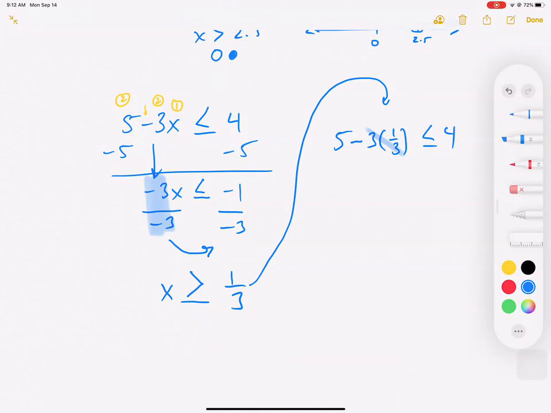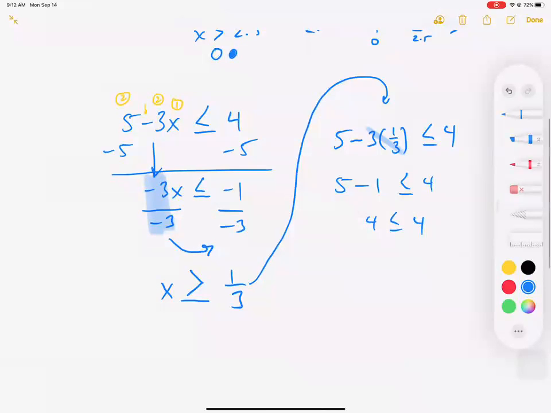That's great. That leaves us with 5 minus 1 is less than or equal to 4. 4 is less than or equal to 4. Now, if you pick any number greater than 1/3, let's pick a number. Let's say 2. Okay, 2. 2 is greater than 1/3.